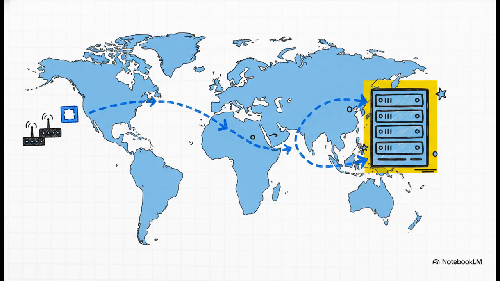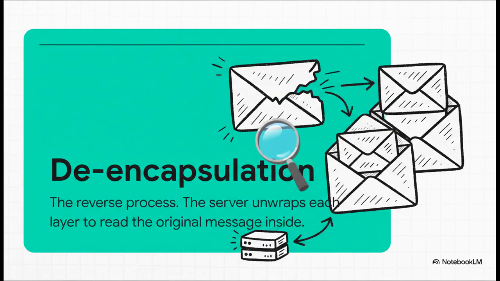After hopping across maybe dozens of these routers, flying through undersea cables and massive data centers, our little frame finally makes it. It arrives at its destination, the actual computer that hosts the website you asked for. So it's arrived. Now the server has to figure out what it just received. It does this through de-encapsulation, which is just the exact reverse of what your computer did at the beginning. It starts unwrapping all those envelopes one by one to get to your original message.